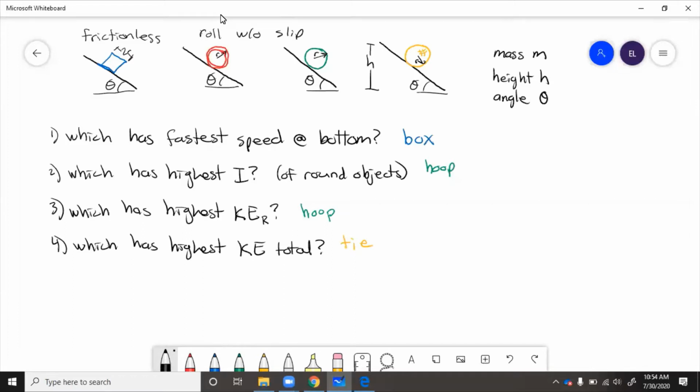Well, let's call the top state 1 and the bottom state 2. We see that there's no friction doing work here. Then what is conserved from the top to the bottom? Energy. So from states 1 to 2, energy is conserved. And we will actually put some numbers in here just so we can prove out theta doesn't actually matter. Say h is 1 meter and mass is 10 kilograms.